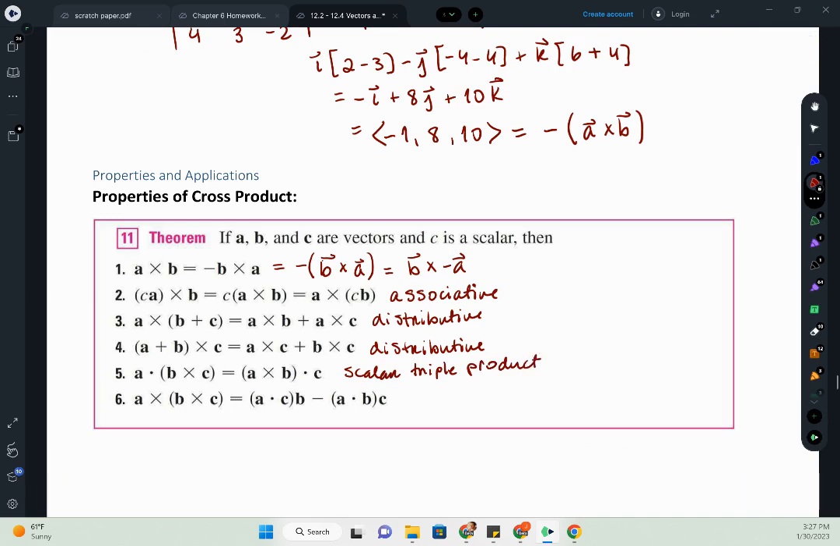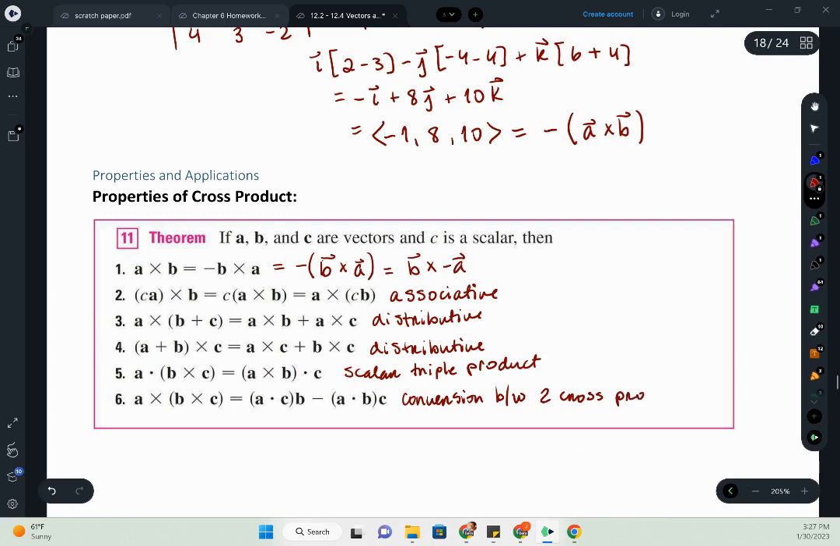And then in 6, we're dealing with cross products, and we're showing an equivalent statement that is dealing with dot products. It's kind of weird. But maybe we could call this the conversion between 2 cross products to dot products. I mean, that's about as simple as I can write this. It's just weird. I've never used 6 before. It's not something that's intuitive. It's not something that I remember. It's not something I've ever needed, but it is a property, so it's listed.